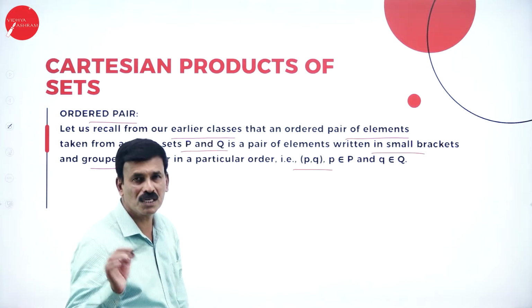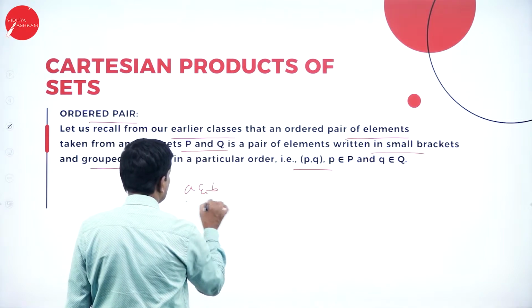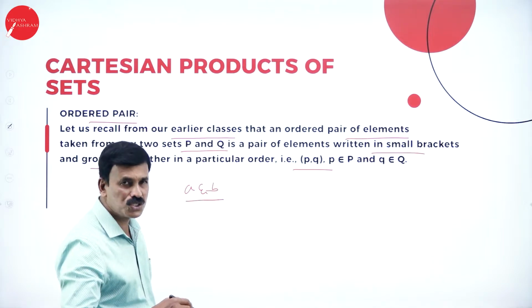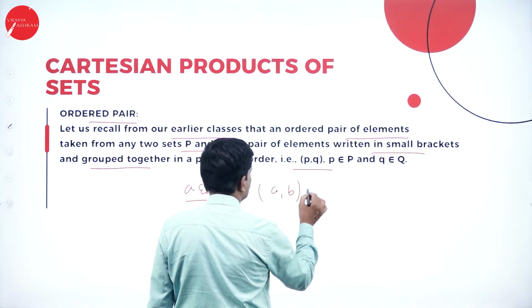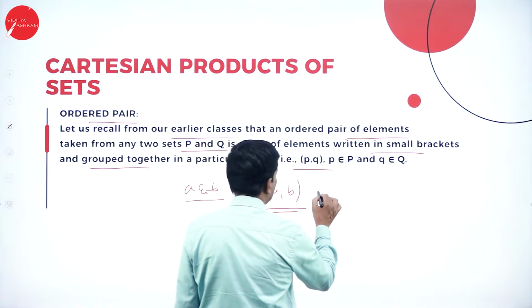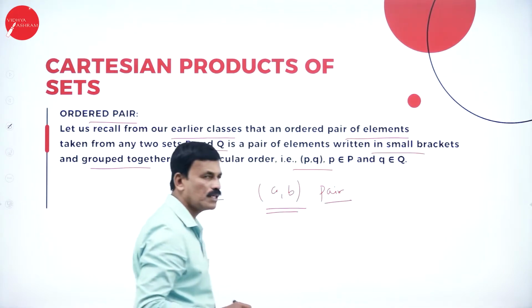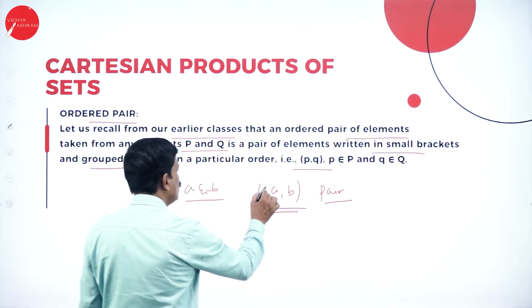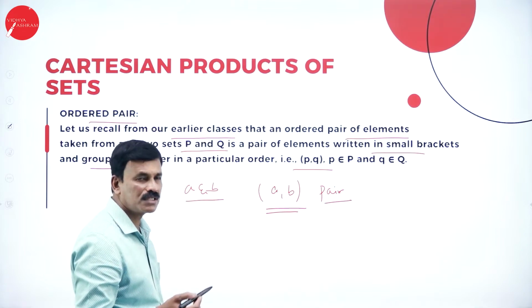That means, let me explain. Suppose let us consider two elements. If a and b are any two elements, and these two are enclosed between the parenthesis, a comma b, then this is called an ordered pair. That means here, the first member is an element of the first set and the second member is an element of the second set.